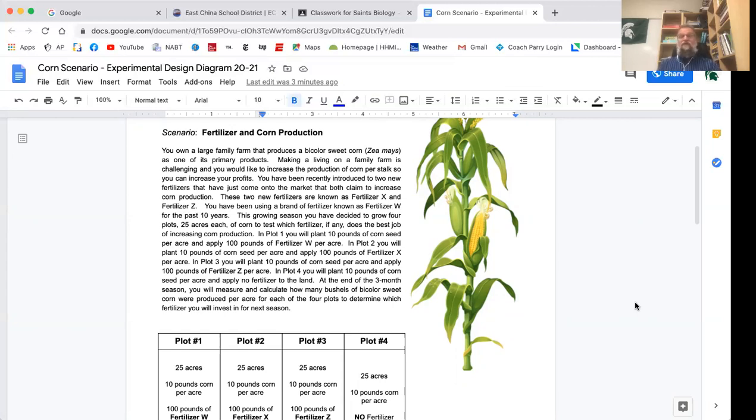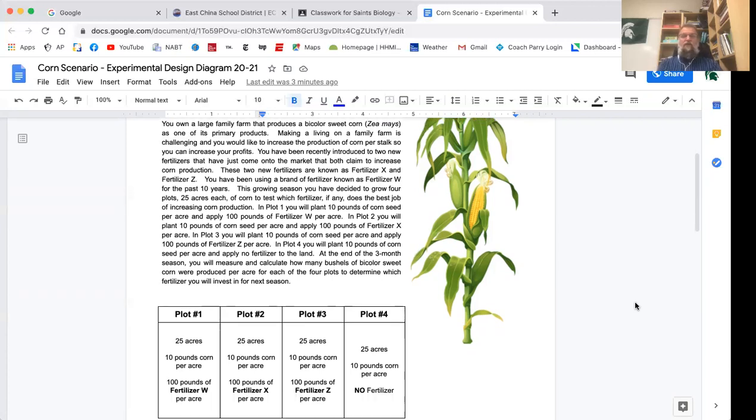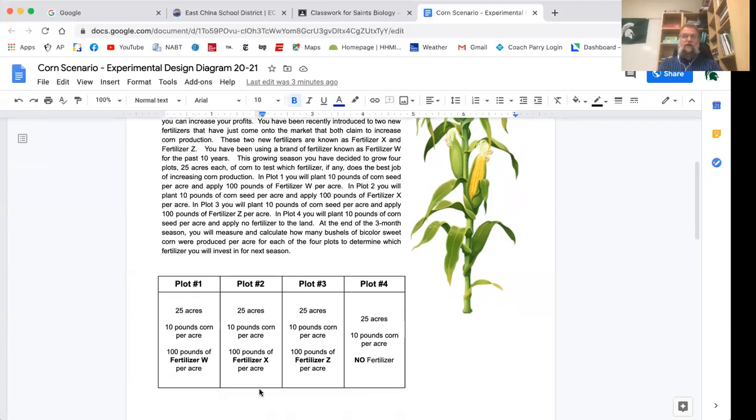fertilizer to this land. At the end of the 3-month season, you will measure and calculate how many bushels of bicolor sweet corn were produced per acre for each of the 4 plots to determine which fertilizer you will invest in for next season. And below that, right here, we see a summary chart of how the farmer was setting up his experimental plots.